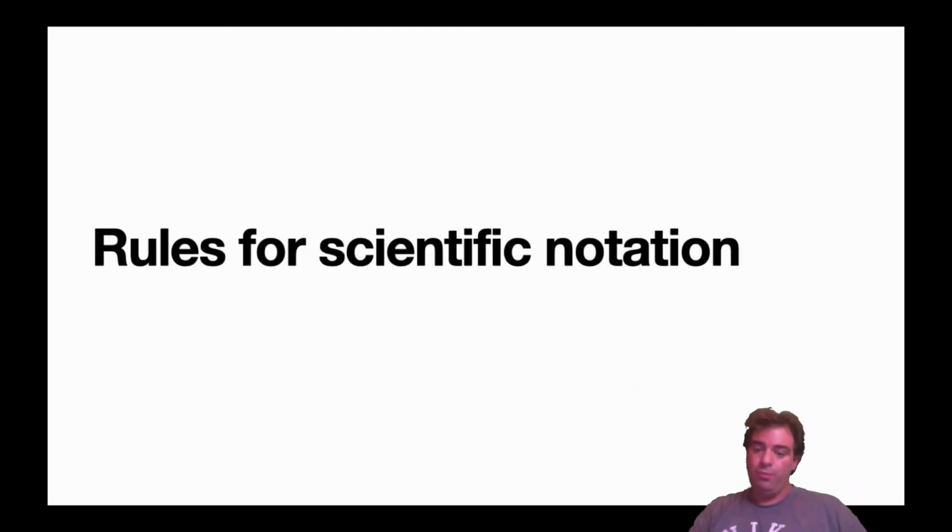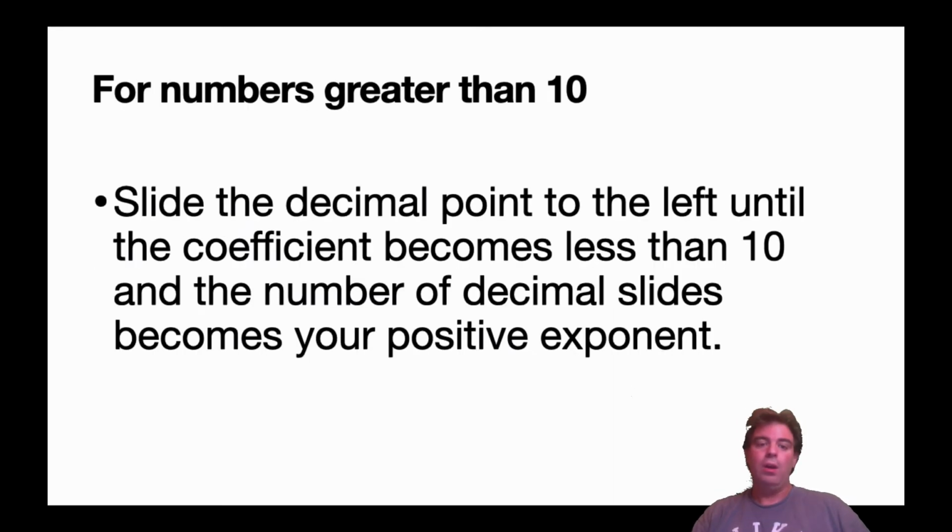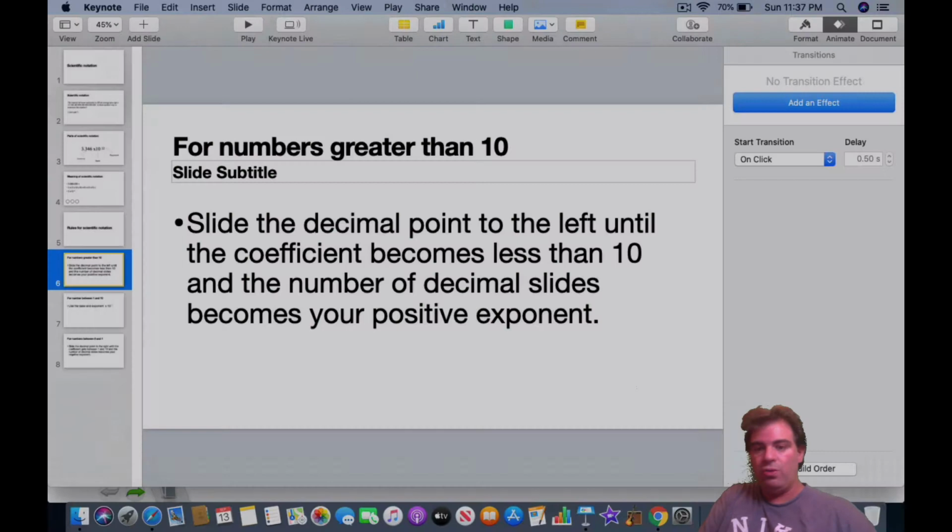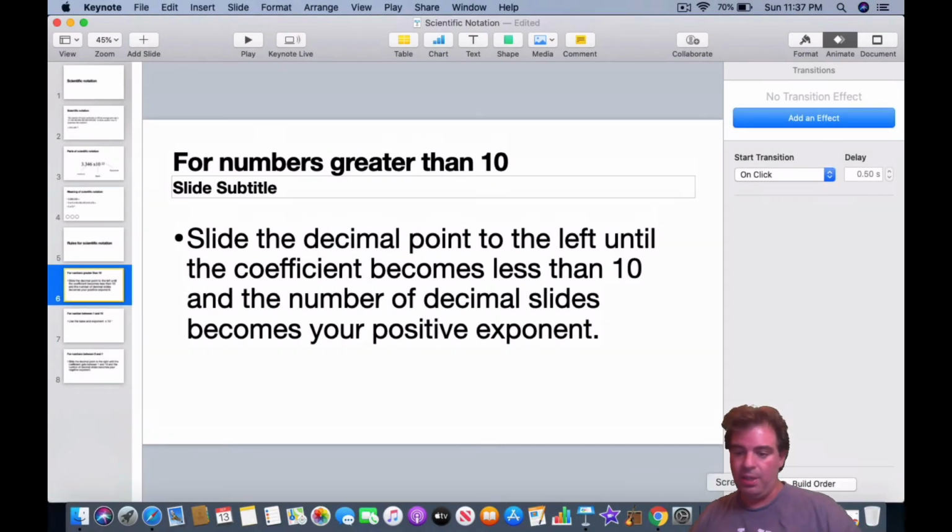What are some of the rules now for writing scientific notation and converting standard notation into scientific? Well, we have 3 different rules. For numbers that are greater than 10, you have to slide the decimal point to the left until the coefficient becomes less than 10, and the number of decimal slides becomes your positive exponent. Allow me to please demonstrate this in our trusty sketchpad.